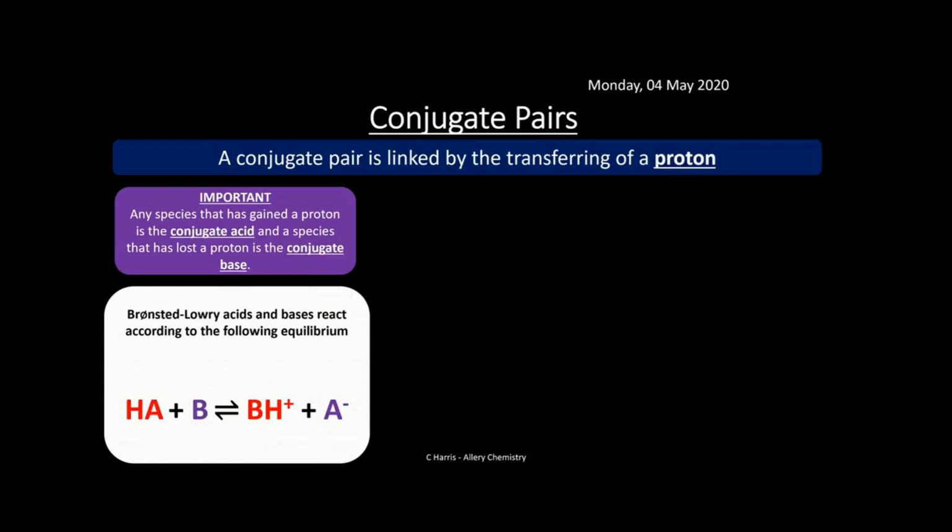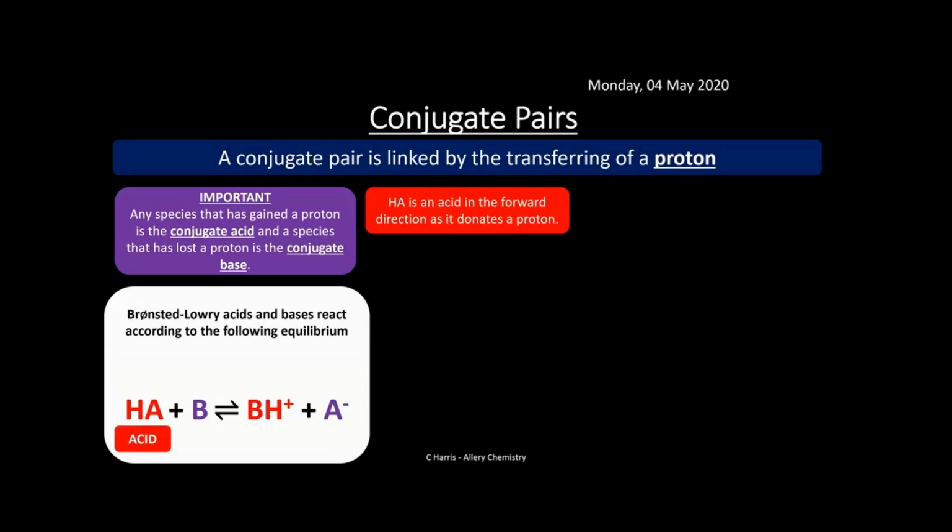So Bronsted-Lowry acids and bases react according to the following equilibrium. We've got HA, which is your acid, B, which is your base, and that forms BH+ and A-. So this is the general acid-base equation that you've just seen before. All we're doing is putting it into simplified letters instead.